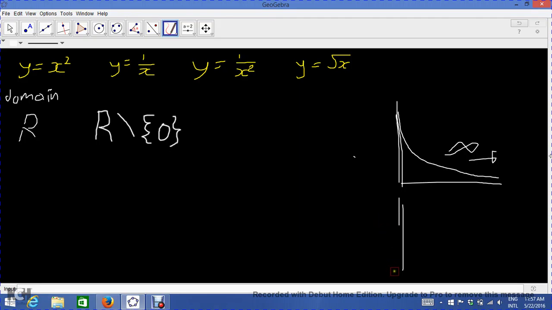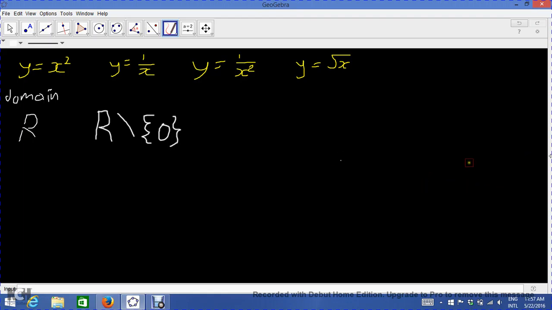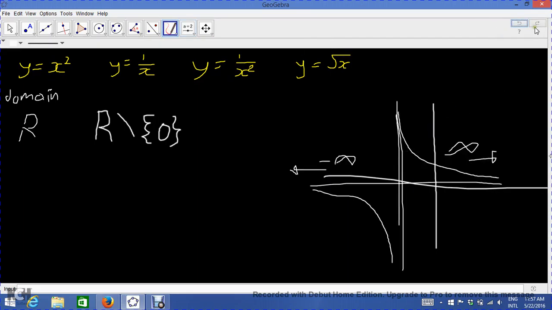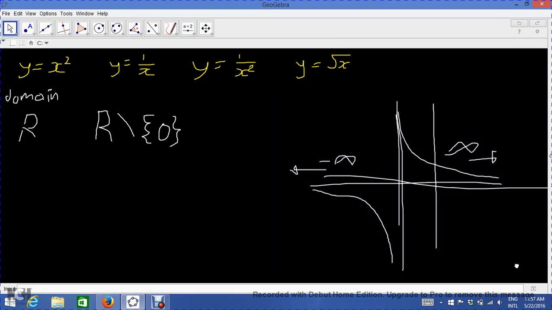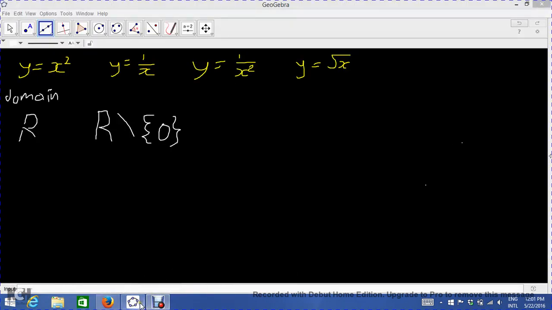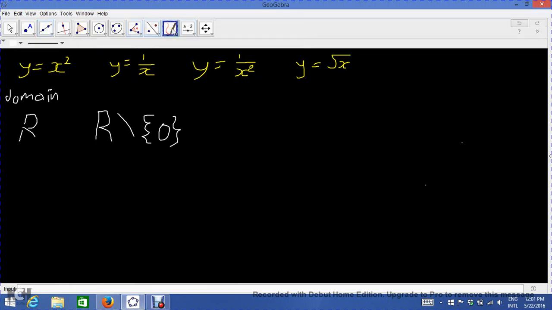Now for x squared, it'll be something very similar to that one, obviously. So we've got, oh, horrible, no. Okay, just a few technical difficulties.